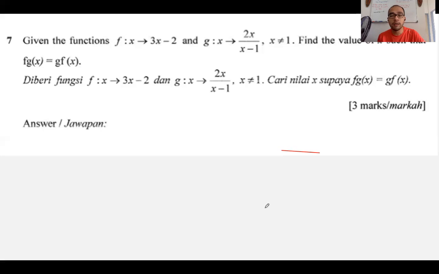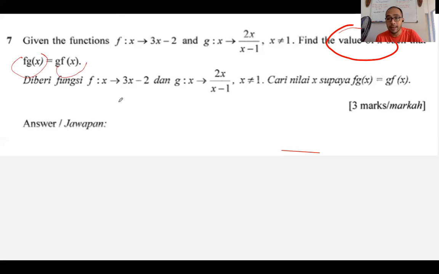Bagi mereka yang suka bab function, which is nobody, this will be an easy question. But for me, this is a difficult question because dia punya jalan kerja sangat panjang. Okay, so fgx equals to gfx. Find the value of x. So logically, find fgx, find gfx, baru kamu kasih sama.